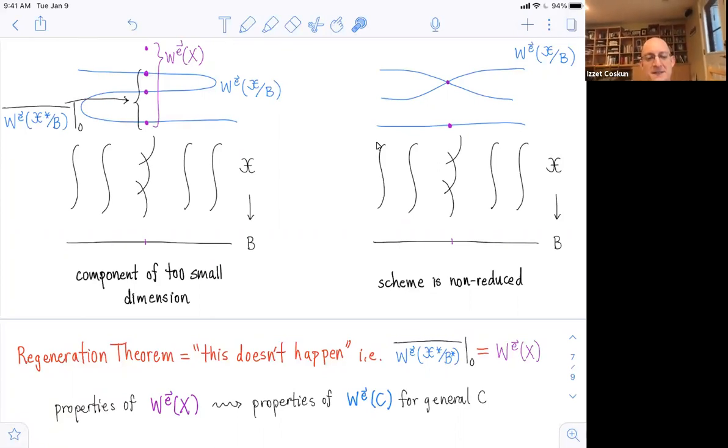So what happens if instead of specifying the map to P^1, you specify the map, say, to P^2? I think that's a very interesting question. I'm not sure yet, but I think that's a good question.